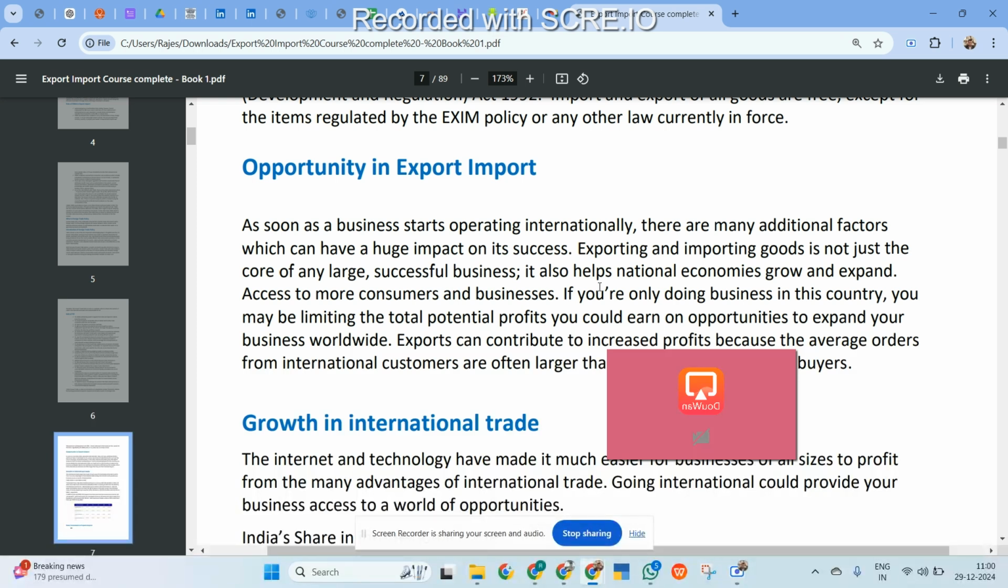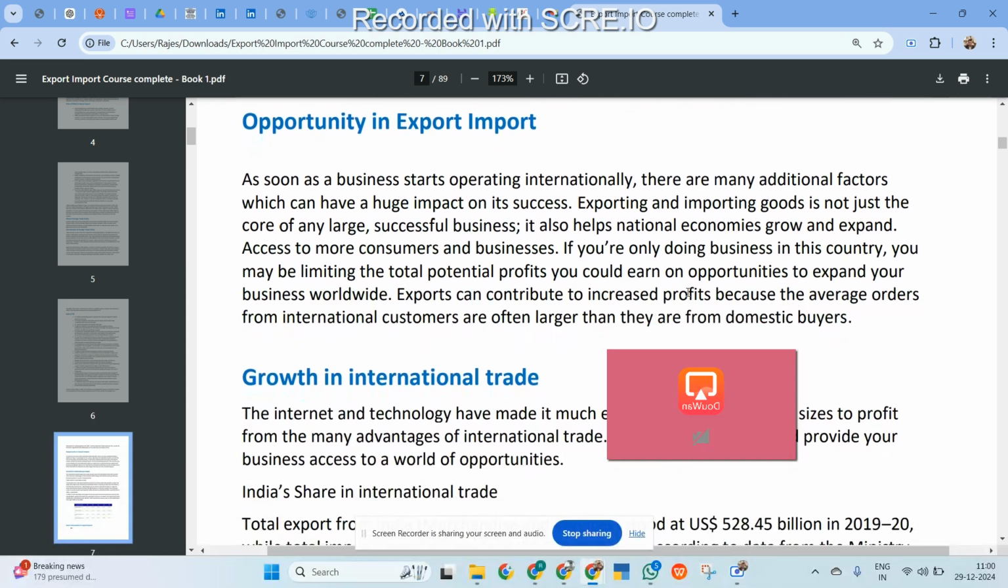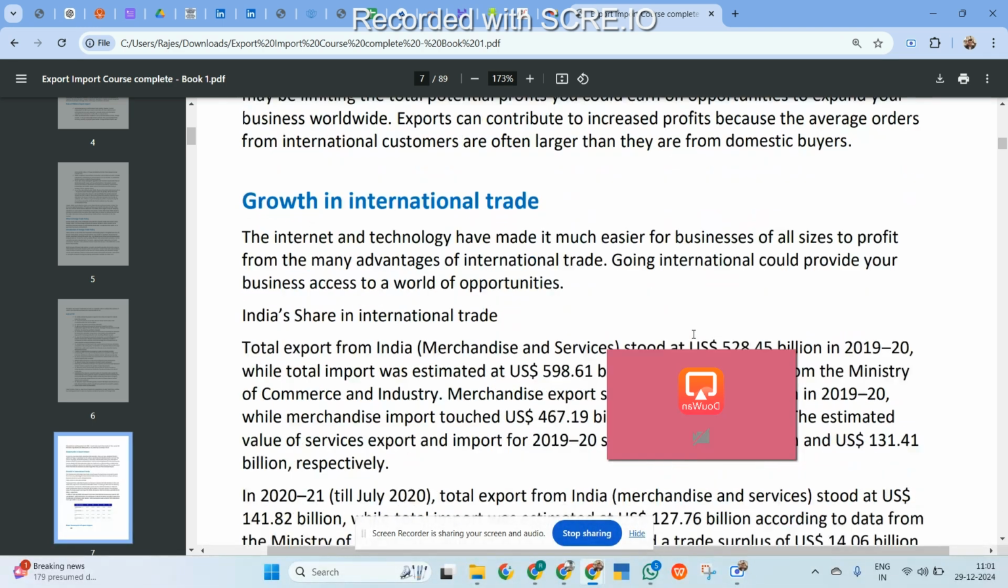Access to more consumers and businesses. If you are only doing business in this country, you may be limiting the total potential profits you could earn or the opportunity to expand your business worldwide. Exports can contribute to increased profit because the average order from international customers is often larger than from domestic buyers.